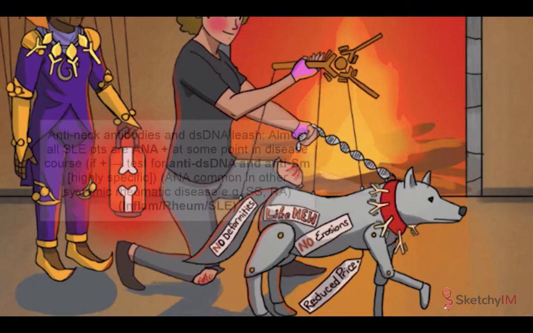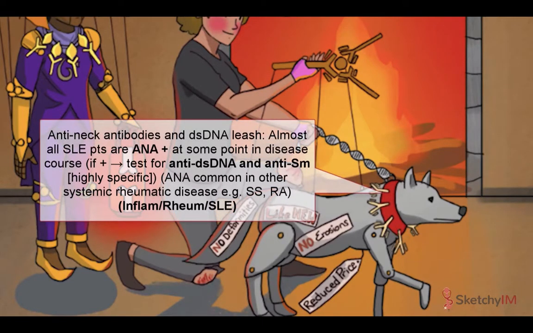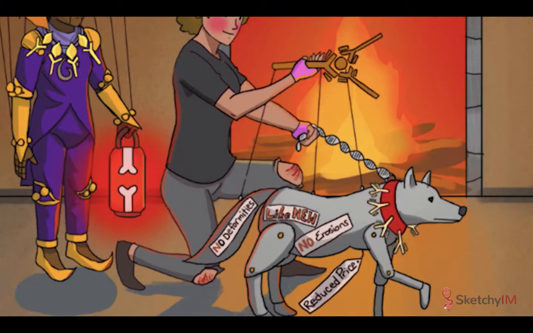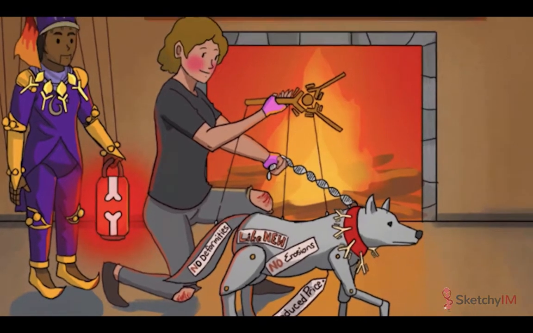Almost all patients with lupus will have a positive ANA at some point in their disease course. But keep in mind that ANA is common in other systemic rheumatic disorders, including Sjogren's syndrome and even rheumatoid arthritis. Nevertheless, it's a sensitive test for SLE, and if it comes back positive, anti-double stranded DNA and anti-Smith antibody testing should also be performed. These antibodies are more specific for SLE.